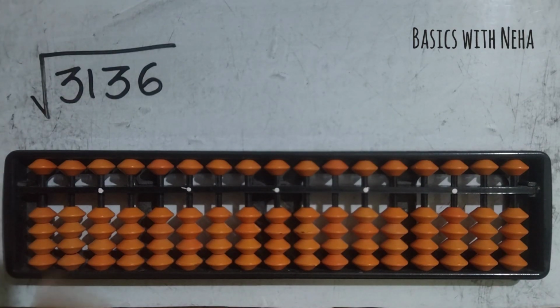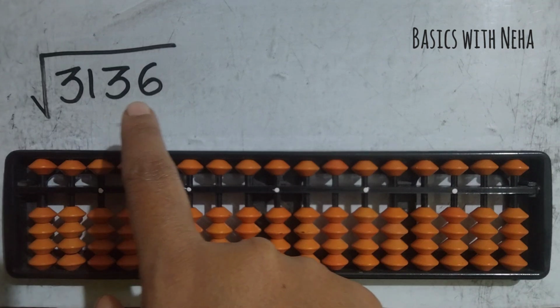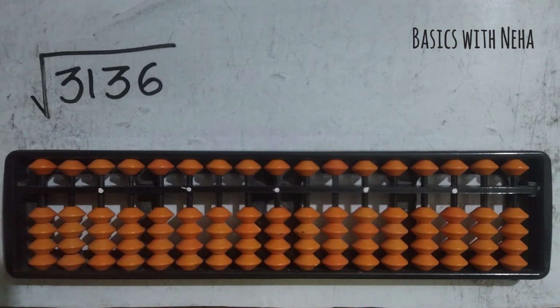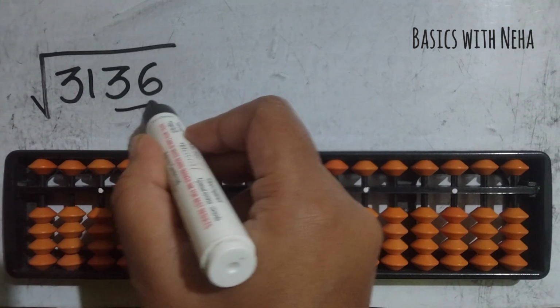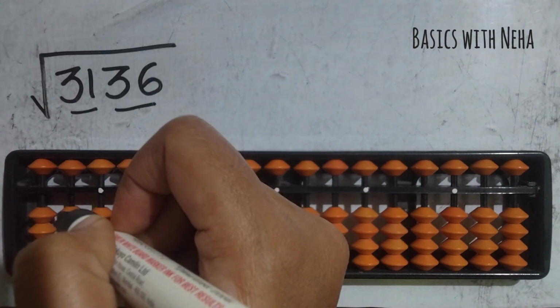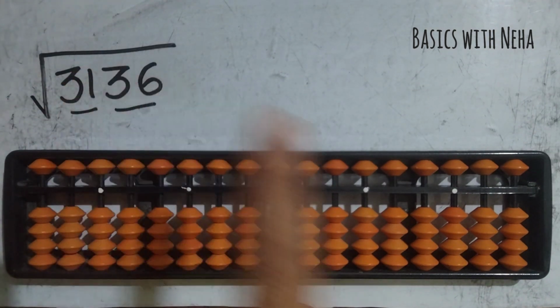In today's video, let's find the square root of 3136 using the Abacus tool. First, we have to group this number into two digits from the right side. So 36 will be in one group and 31 will be in another group. Let's take the question on the tool.